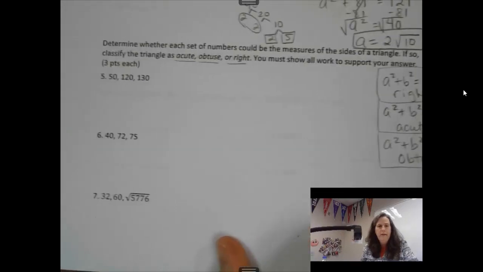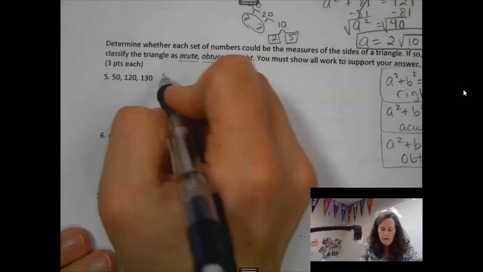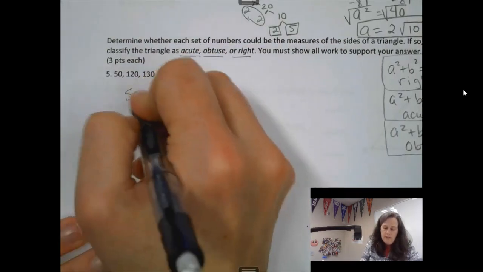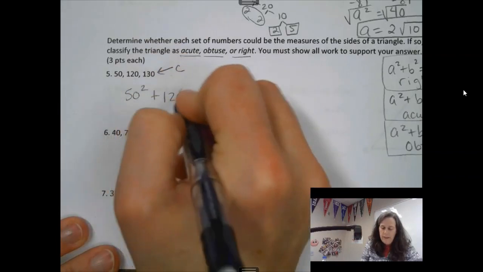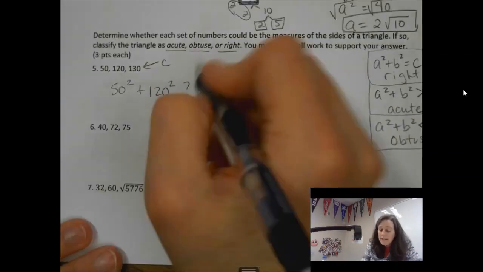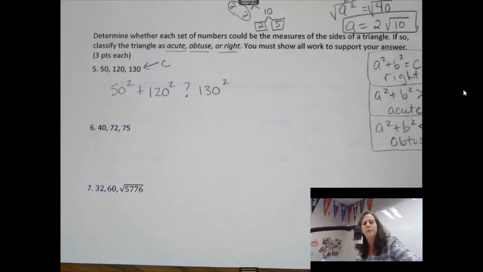Okay, let's try them. So we've got 3 sides to a triangle, 50, 120, 130. Always the biggest one is the C. So 50 squared plus 120 squared, I'm going to put a question mark. Is that, or what is the relationship between that and 130 squared?